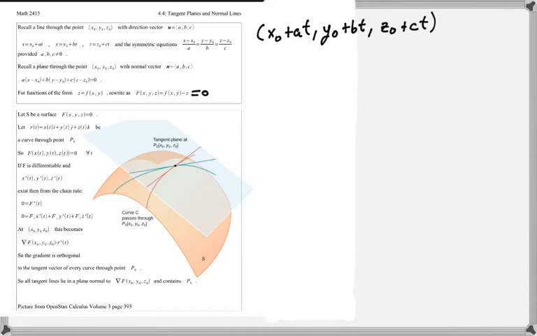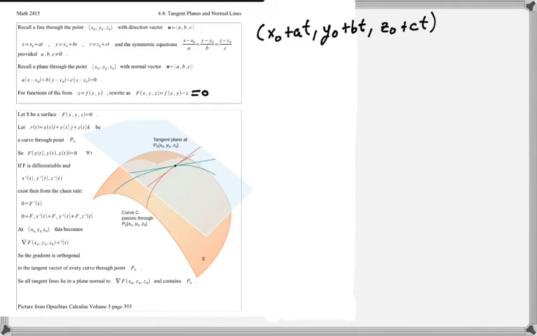So we have an image here from the OpenStax Calculus Volume 3. I believe it's on page 393. And it says, let S be a surface, f of x, y, z is equal to 0. Let r of t equal x of t i, y of t j, plus z of t k be a curve through p naught. And so we have two curves, one there, and then we have the tangents to the curve here and here.